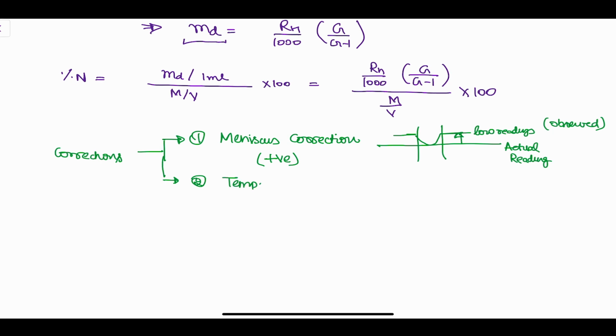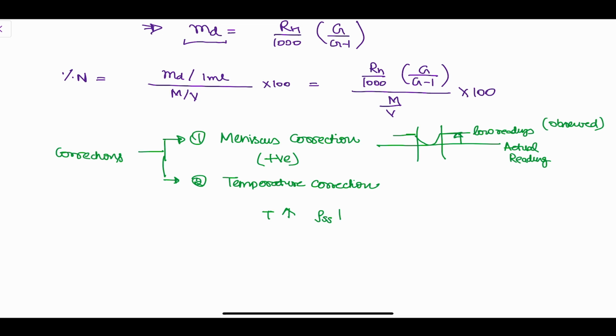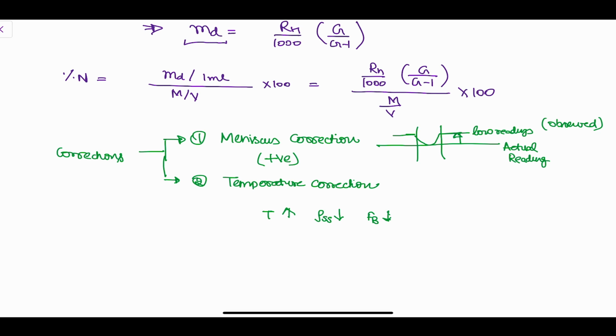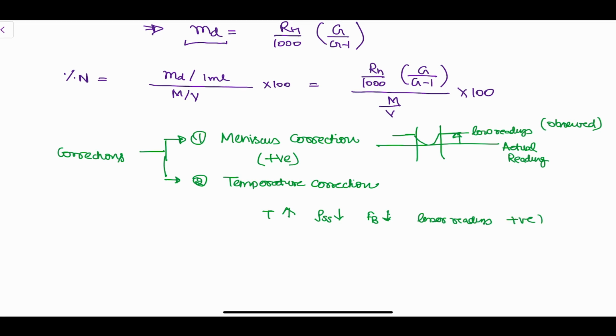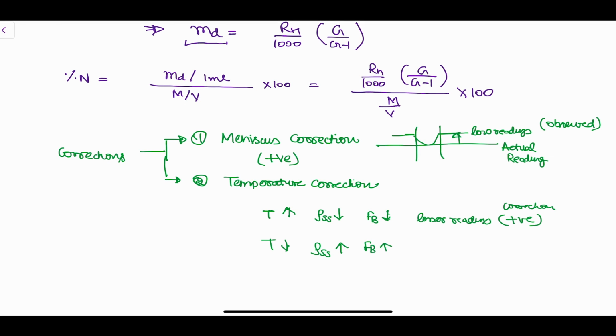Next correction is temperature correction. If temperature is more, that means that density will be more or less? It will be less, which means buoyant force will be less, which means the hydrometer will settle down. If it settles down, that means we are getting more readings or lesser readings? We are getting lesser readings. So correction is positive. And if temperature is less, density of soil suspension will be more, buoyant force will be more, we will get increased reading. So correction required will be negative.